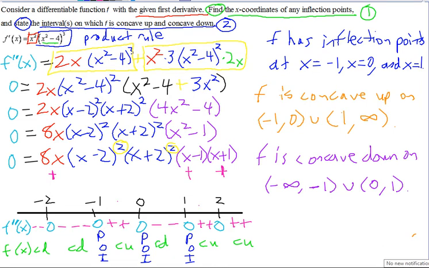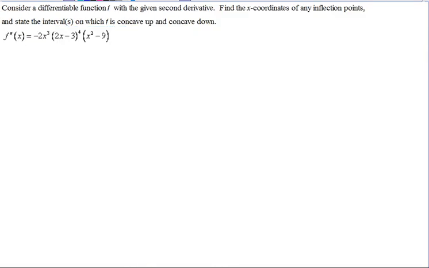Let's take a look at one more example. This time, in some ways, it's the easiest of all because we're given, consider a differentiable function f with a given second derivative. So we already have the second derivative. And again, we're asked for the same thing. Find the x coordinates for the inflection points and state the intervals on which f is concave up and concave down.